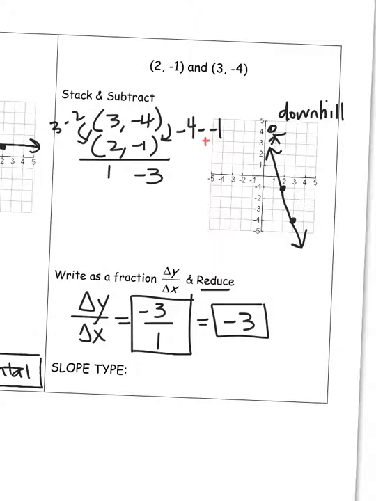So our slope type, in this case, the numerator and the denominator, the rise and the run, have opposite signs. That means that we have a negative slope.